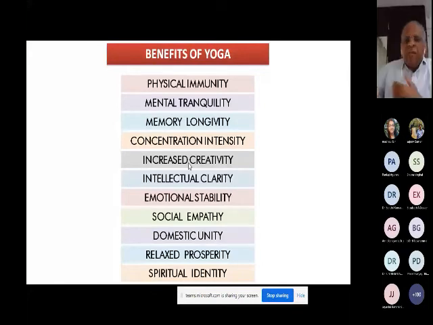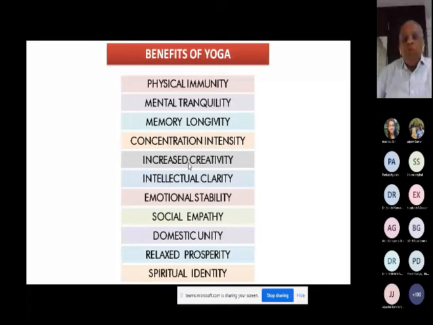You will be able to vibe with others' difficulties. You will have a wonderful family life. You will be materially also prosperous, because many of these things are required for making money and becoming more wealthy. And above all, you will realize your spiritual connotation and spiritual connection and spiritual identity. These are the benefits of yoga.